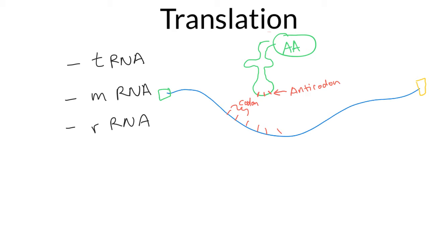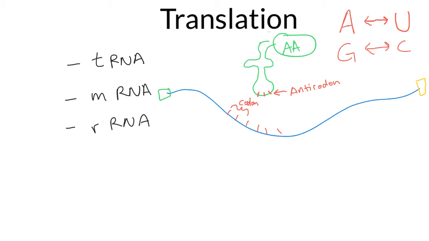Okay, and what are the base pairing rules? How do the bases pair up? A with, well, now it's RNA, right? So we don't have T. A to U and G to C. Okay, so that's how the tRNA and the mRNA interact.